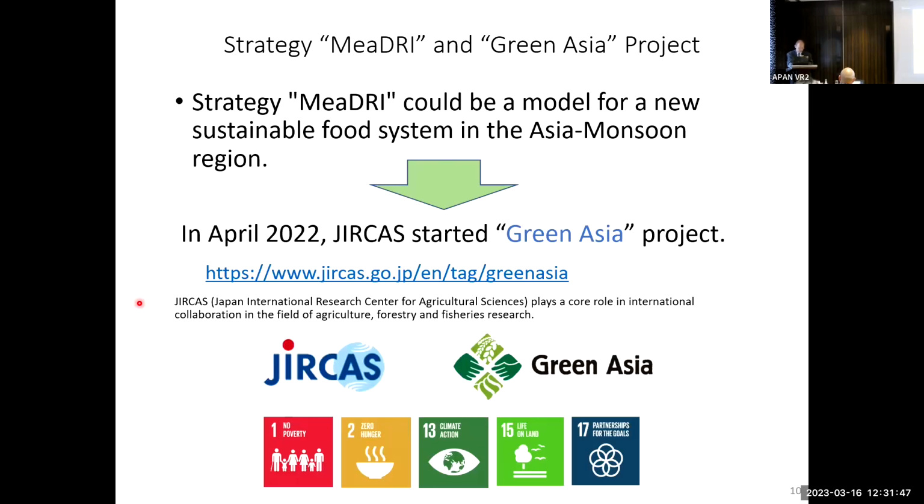Utilizing the research networks of JIRCAS, we will accelerate the application of scalable agriculture technologies to the region and contribute to the transformation of the food system in the Asia monsoon region. It contributes to achieving SDGs related to sustainable food production, food supply chain, and environmental issues.